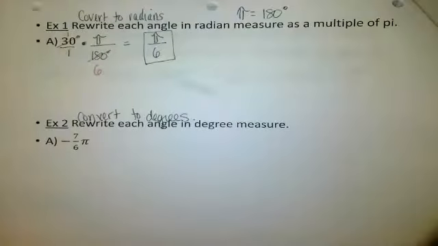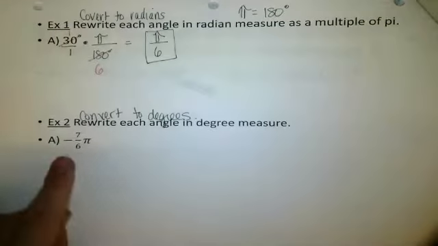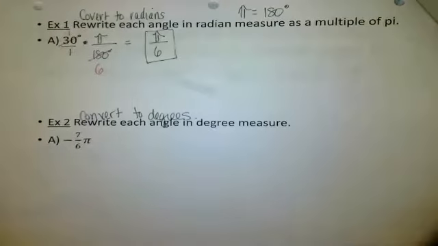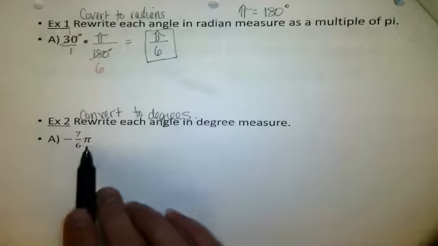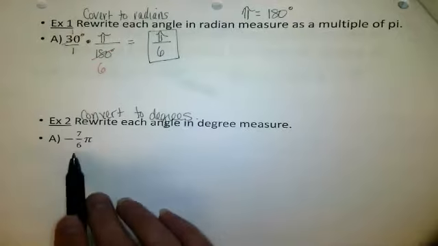Convert to degrees. Negative 7/6 pi. I wrote that a little differently because I want to make sure you know: where does the pi go in the fraction?